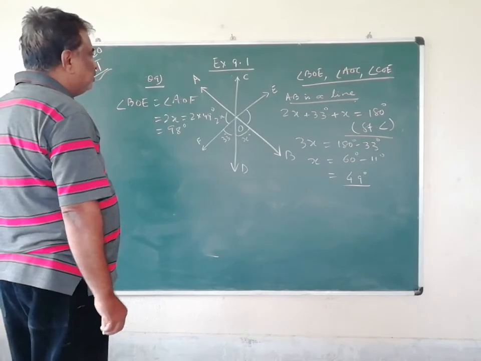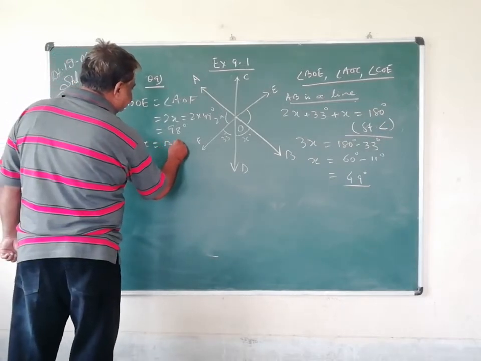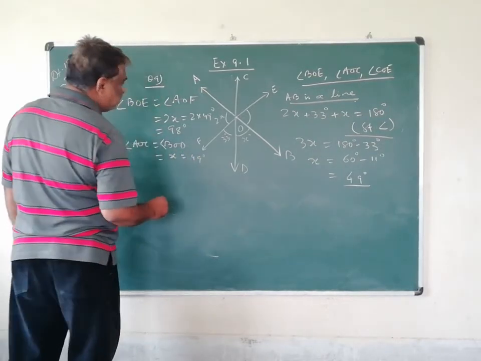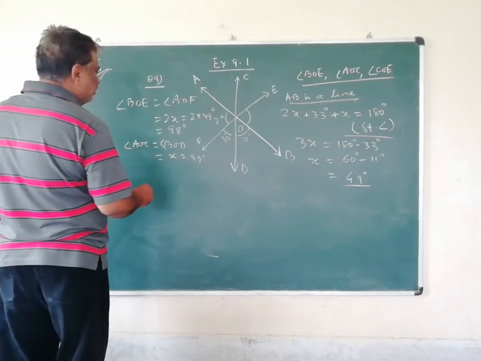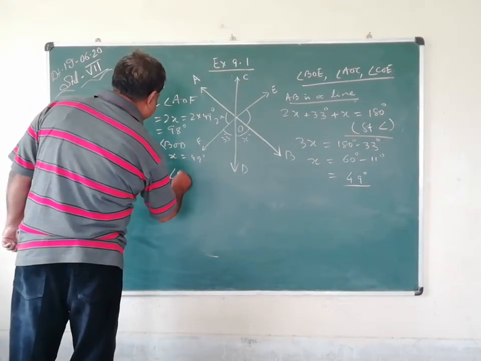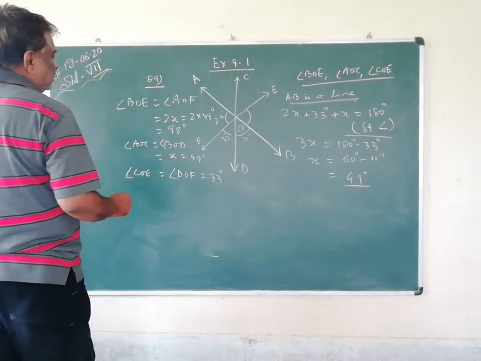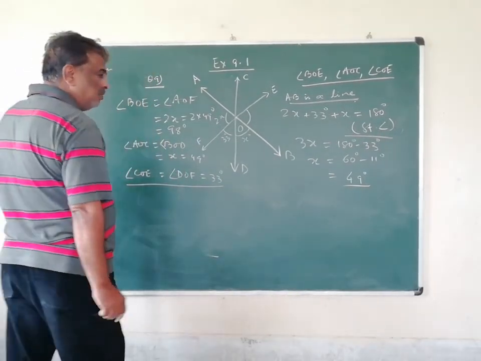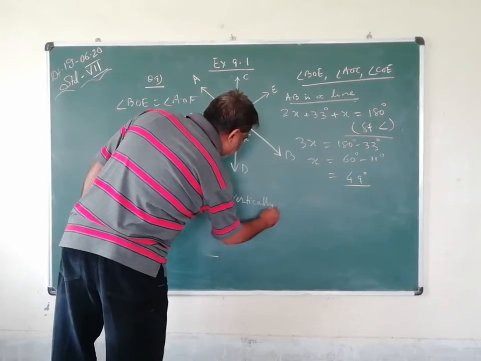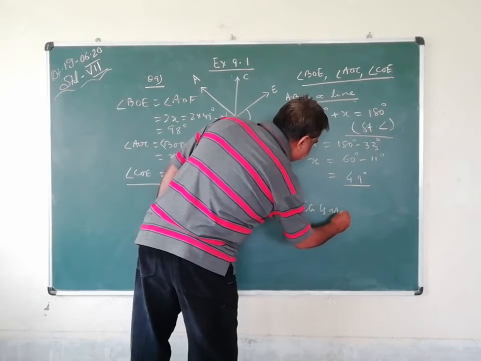Then next one is AOC. AOC is equal to BOD. Angle BOD, that is equal to x is equal to 49 degree. Then third one is COE. Angle COE is equal to angle BOF. BOF is equal to 33 degree. Now what happens? These three angles are found, and the common reason is that vertically opposite angles are equal.